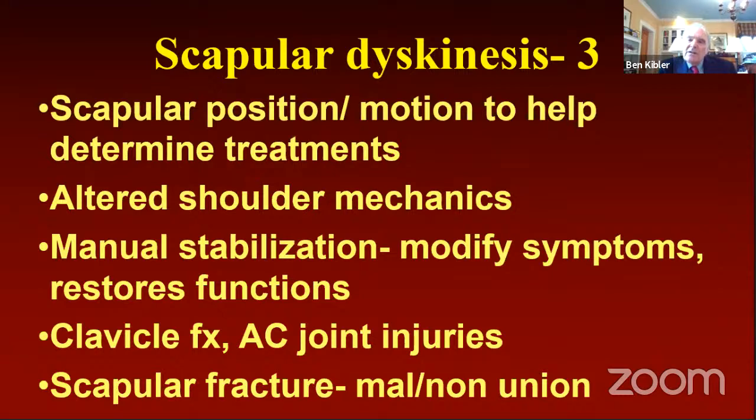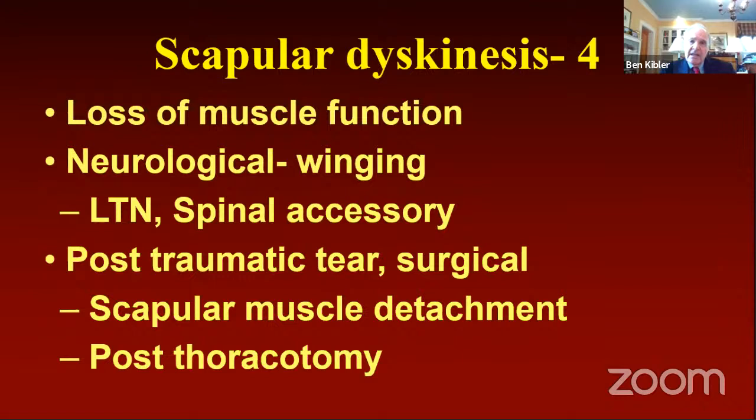Another way that dyskinesis affects shoulder pathology is that sometimes it'll give you a good idea how to treat, especially when you're talking about bone injuries, fractured clavicles, AC joint problems. If you see dyskinesis, that shows you the scapular dysfunction is part of the problem, and you need to treat it, giving you a better idea about when to treat fractures. Finally, if you have loss of muscle function, either because of neurological problems or post-traumatic scapular detachment, that tells you that you need to treat this.